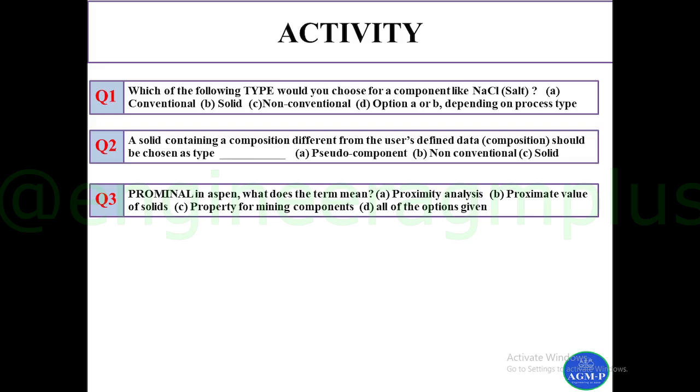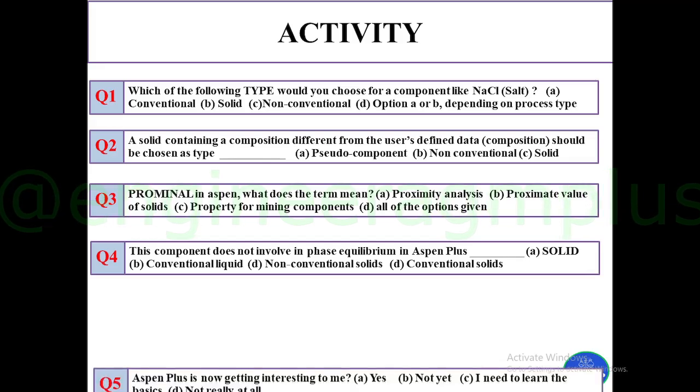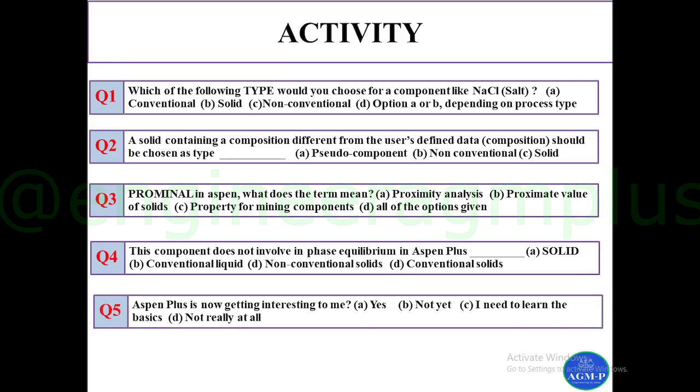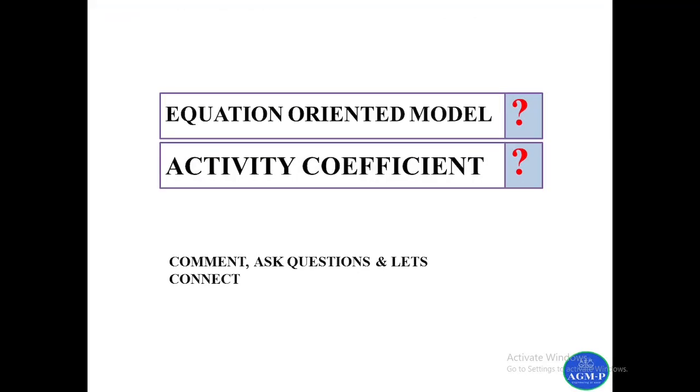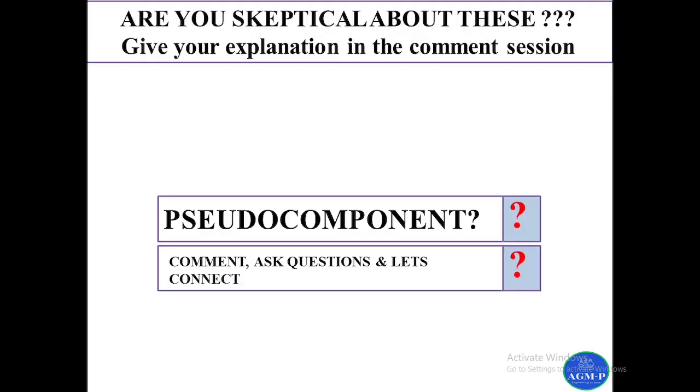Question 3. Prox-anal in Aspen, what does this term mean? Proximity analysis, proximate value of solids, property for mining components, and all of the options given. Question number 4. This component does not involve phase equilibrium in Aspen Plus: solid, conventional liquid, non-conventional solids, conventional solids. Question 5. Aspen Plus is now getting interesting to me. Yes, not yet, I need to learn the basics, not really at all. I used to be skeptical about equation-oriented models, activity coefficients. Then, what do you understand by pseudo components?